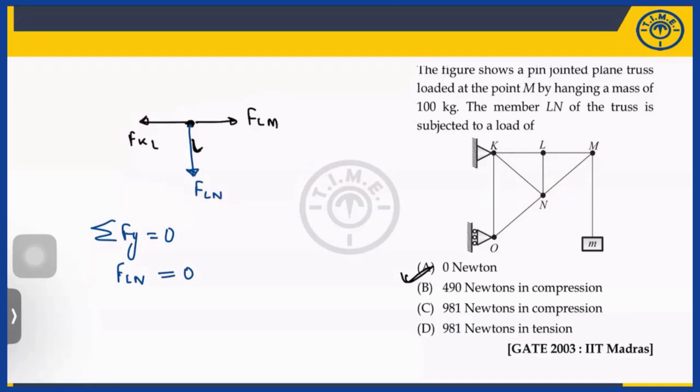What is the method of joint? This joint you will consider. This force will balance with this one. Which force will balance this? No one is the force which is acting. So automatically the Ln force is zero, no? Got it?